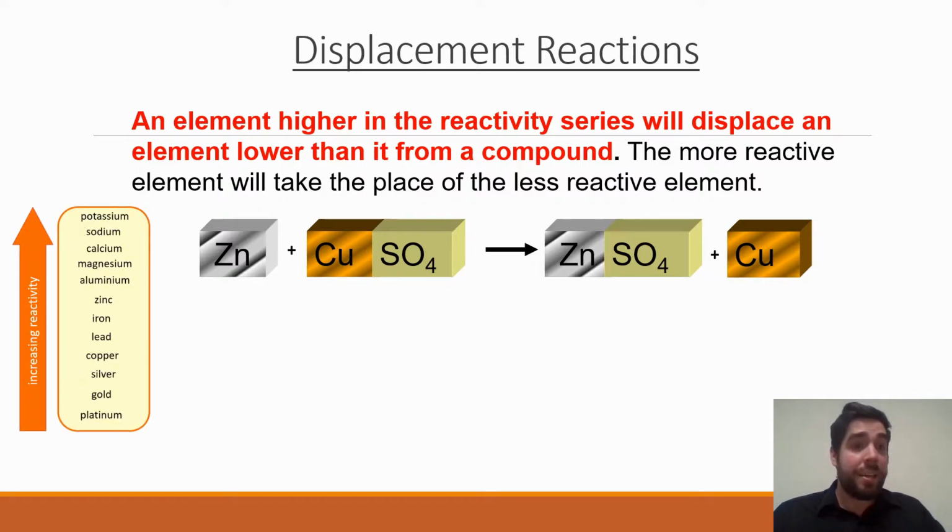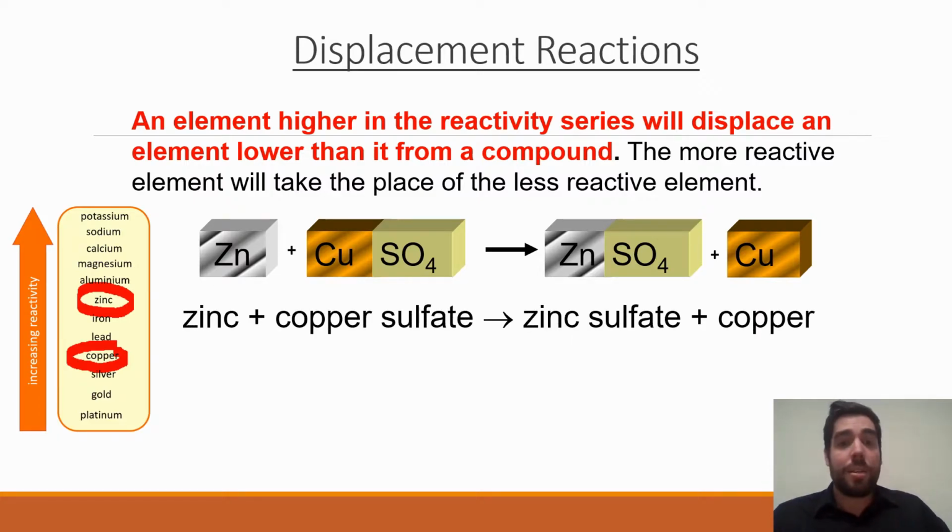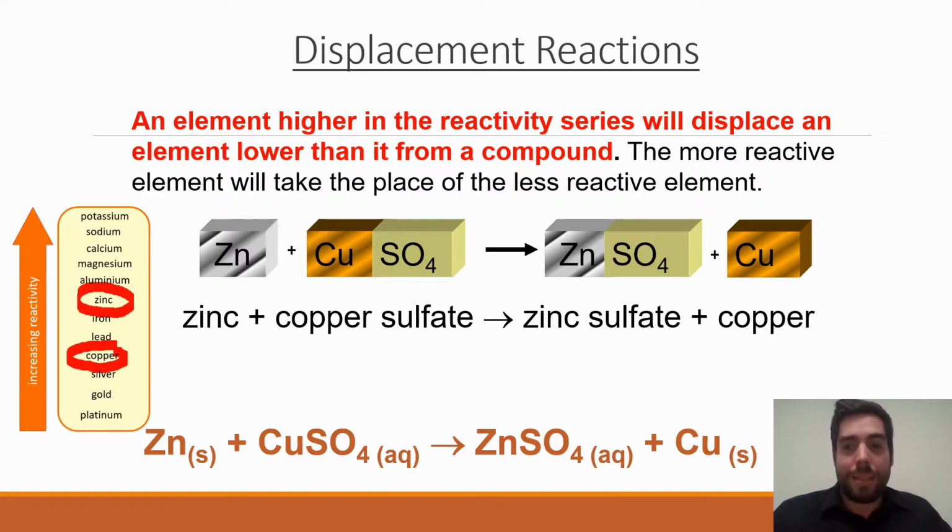Looking at the reactivity series, we can see again down here is copper, and up here is zinc. So towards the top is more reactive, so zinc is more reactive than copper. So zinc is going to displace copper. That can be written out in the word equation as zinc plus copper sulfate yields zinc sulfate and copper. And this is the chemical equation for that.